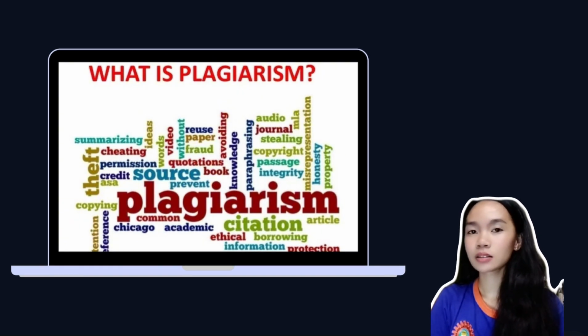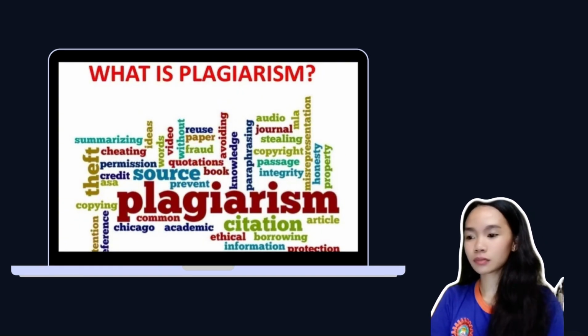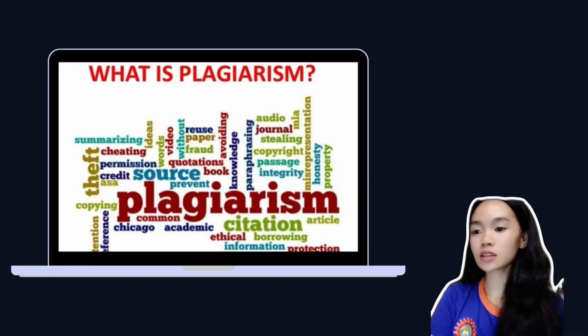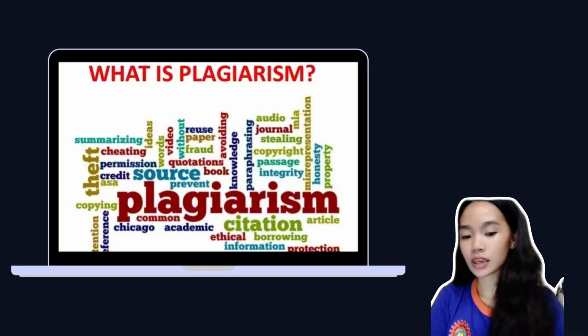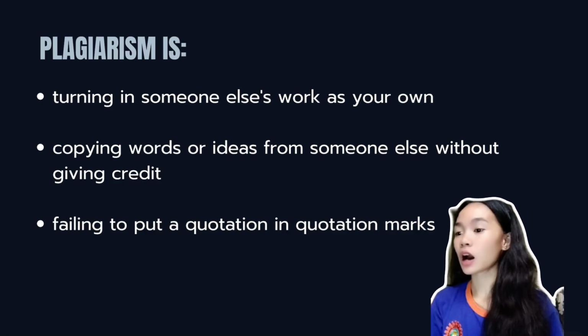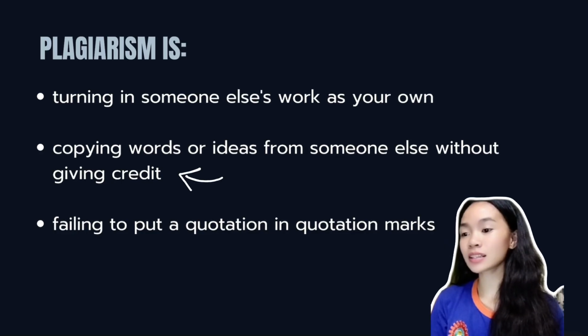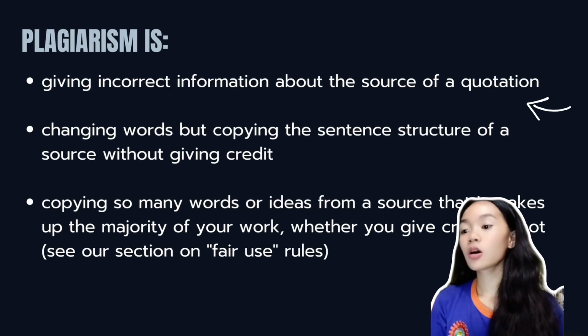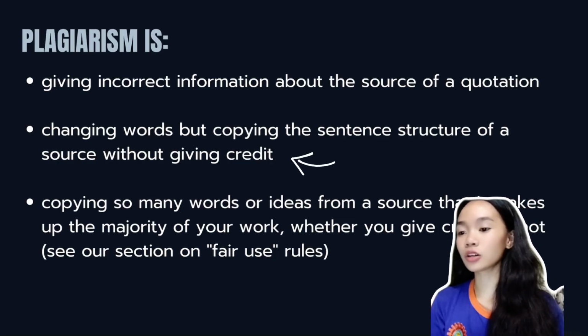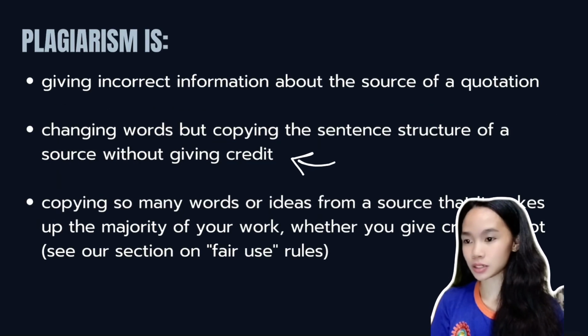Plagiarism. So what is plagiarism? So plagiarism is a form of copyright infringement involving using someone else's work without credit. So examples include if you submit another person's essay as your own, that's plagiarism. Other examples are copying sentences from an article without attribution, using a quotation but failing to put it in quotation marks, providing inaccurate source citations, and paraphrasing while retaining the original sentence structure without crediting the source.